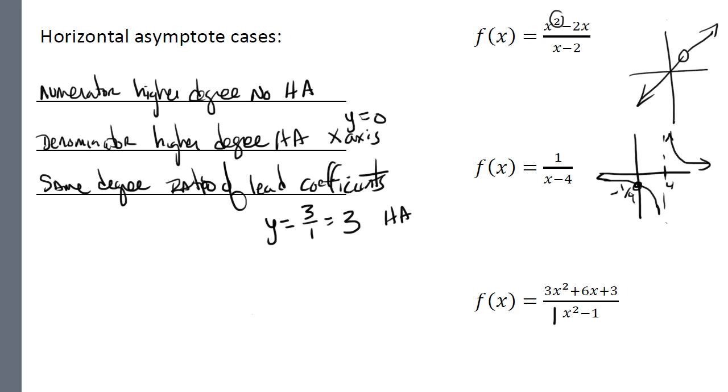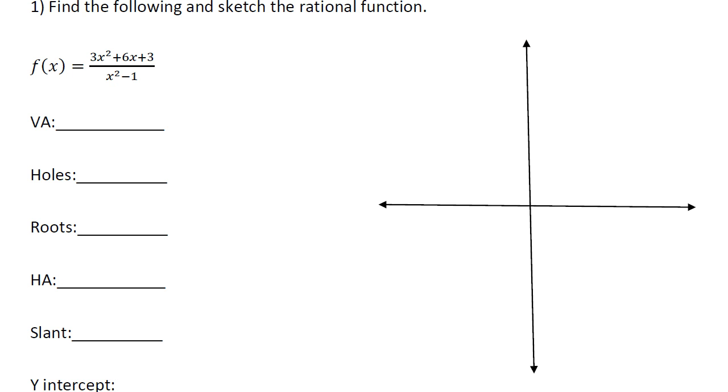All right, now I know the video is getting long already, but let's try one problem, and let's just go through all the parts and see what they are, all right? So let's take a look at this problem. It says, find the following and sketch the rational function. And we have to find the vertical, the holes, the roots, the horizontal, the slant, and the y-intercept. Now, I already told you the slant is not today. We'll do that this week. So I'm telling you, this doesn't have a slant. We don't have to worry about that one.